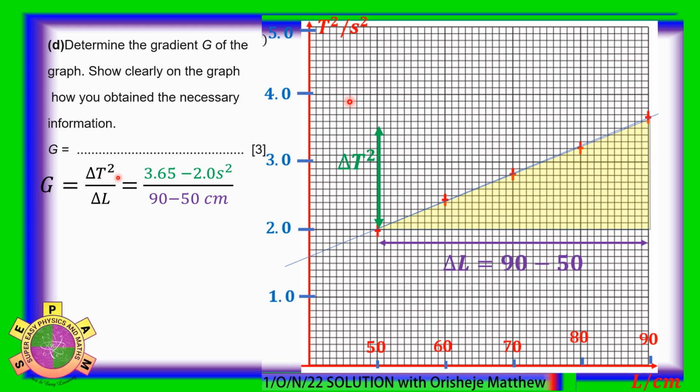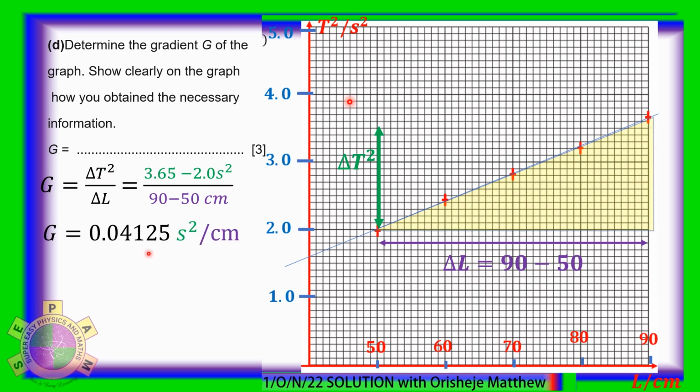So we subtract the value, and then you have 0.04125. How do you get the unit? The unit of t squared divided by the unit of length. So approximately it is 0.041 second squared per cm. And then what is the expected value?